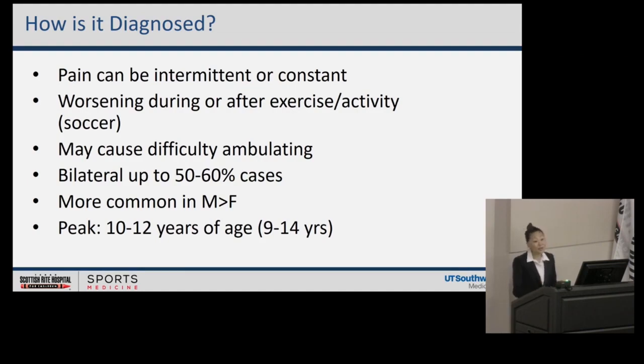This can occur in about 50 to 60% of the cases on both sides of the heel. And it is more common in males than females. And the peak age that we see this is around 10 to 12 years of age.